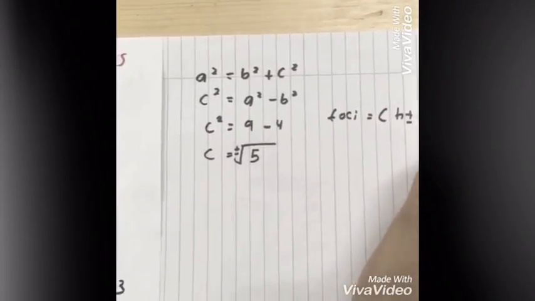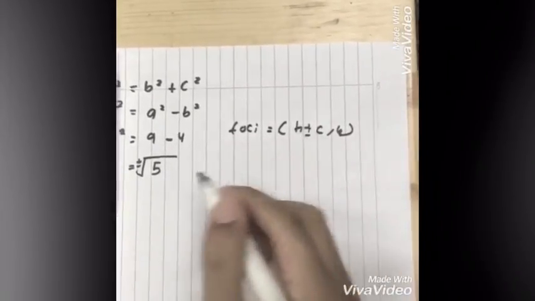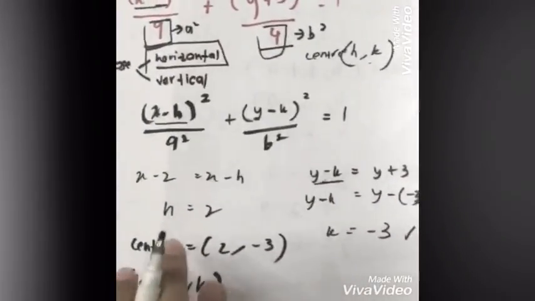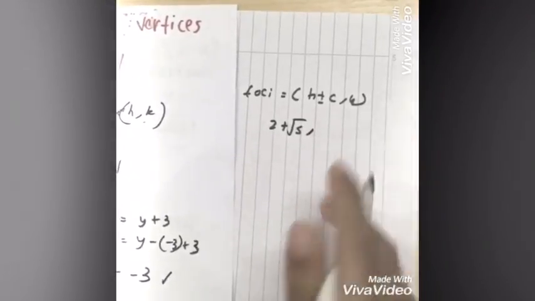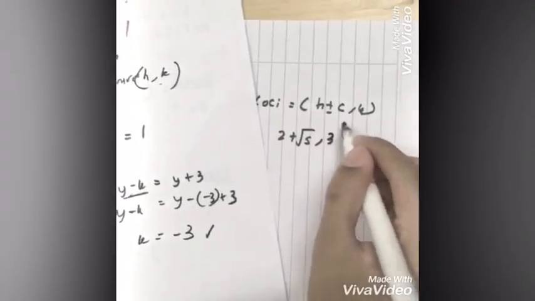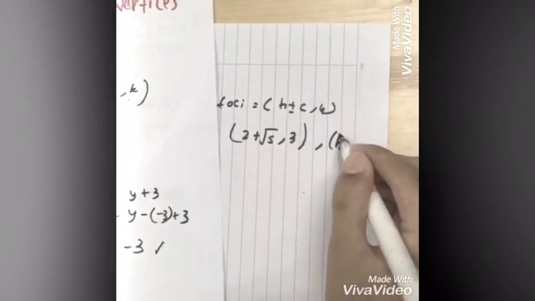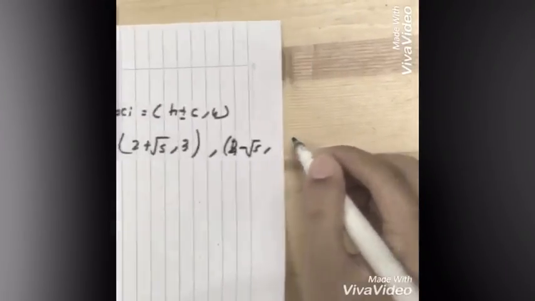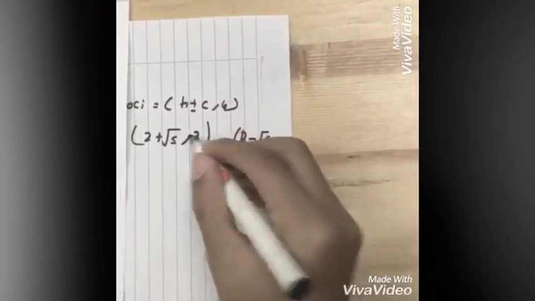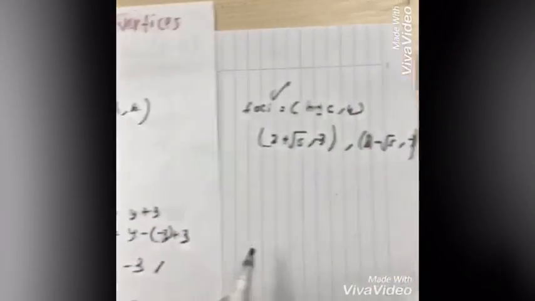Okay. And we need to put the foci equal to h plus minus c, k. So for the foci, as we know, h equal to 2, taken from this equation before. So 2 plus root 5, k equal to negative 3. This one, and 2 minus root 5, and negative 3. Okay, so we finish the foci.